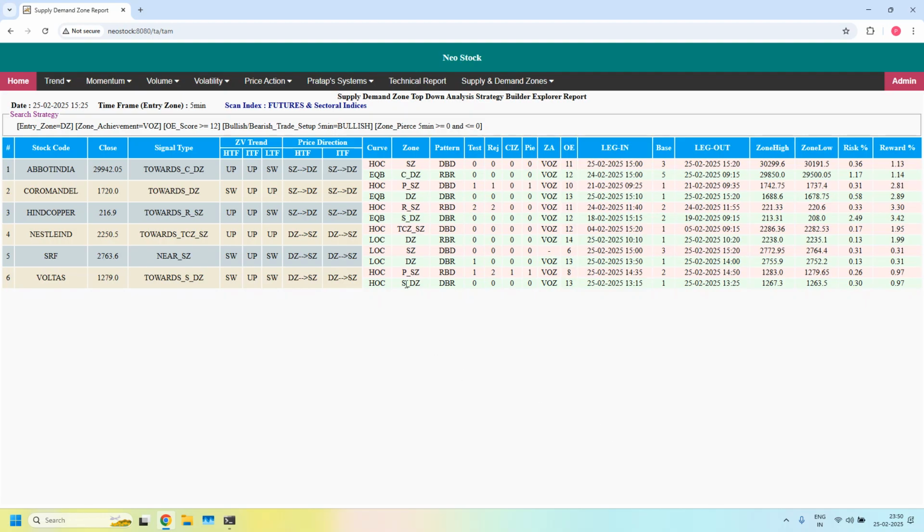And entry time frame zones are 5 minutes demand zones. All these are 5 minutes demand zones. Out of these 6 5 minutes demand zones, how many are having ITF demand zone confluence? Let us verify.